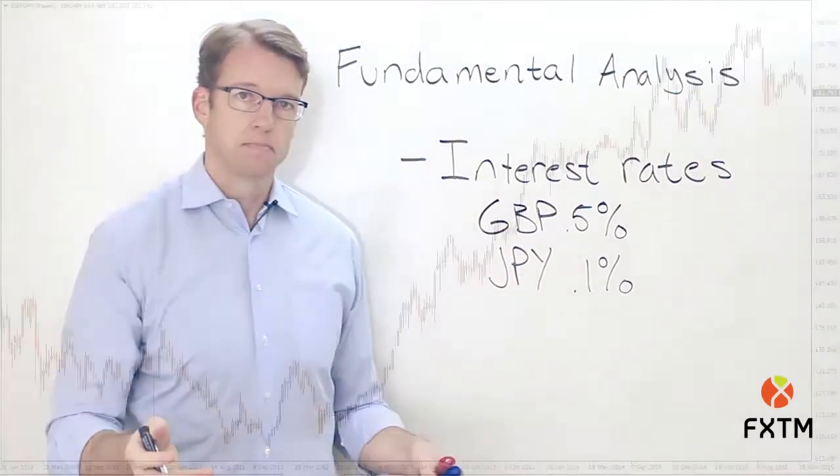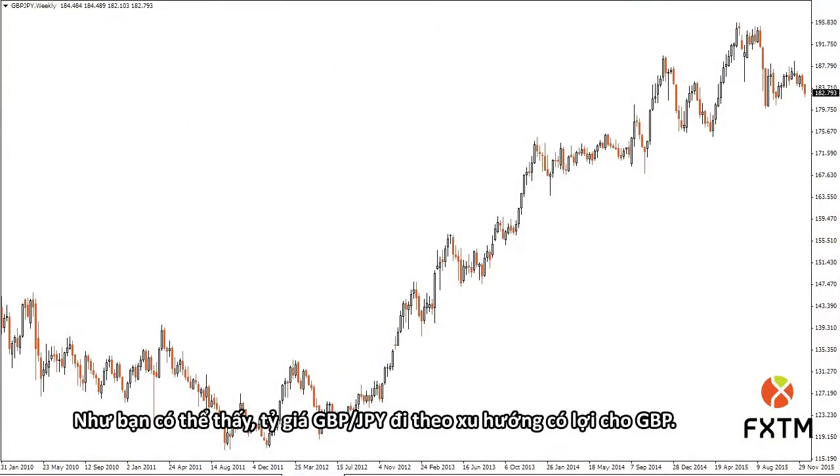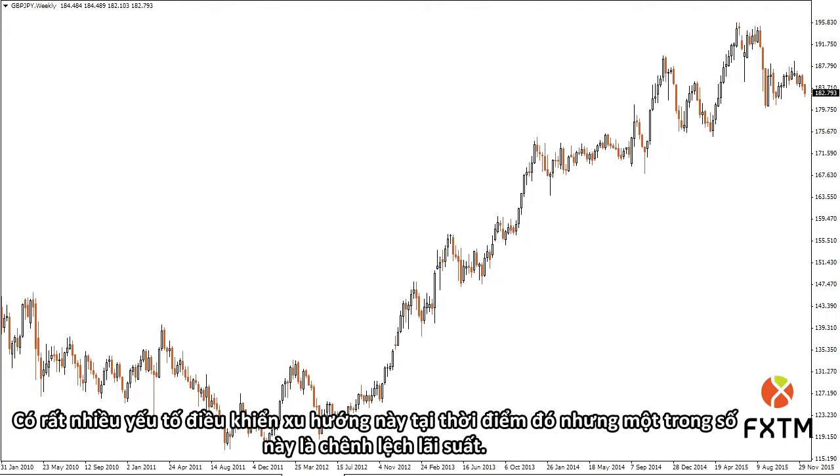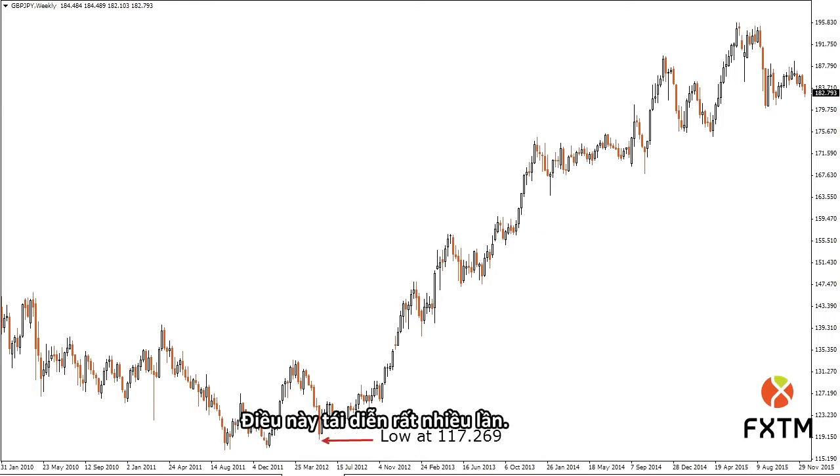Now, as you can see, the pound to the yen, it did certainly trend in favor of the pound. There were likely many factors that were driving this at the time, but one of them was this interest rate differential. And this is something that has recurred time after time.